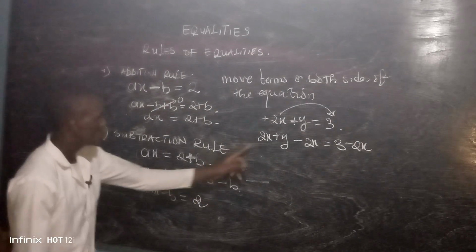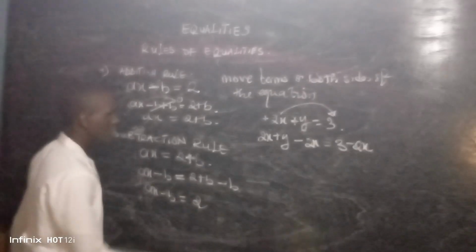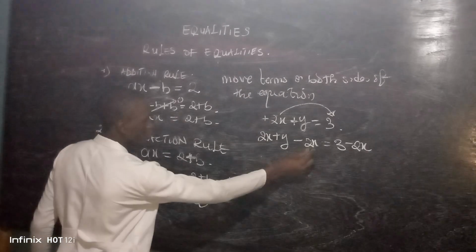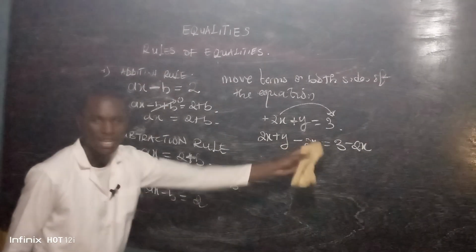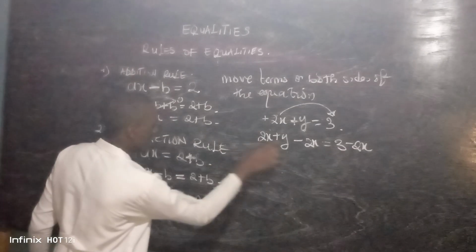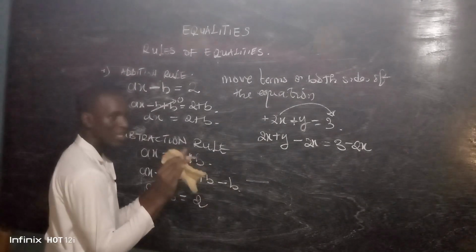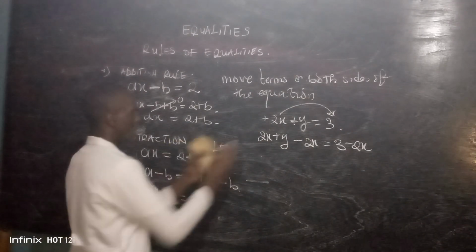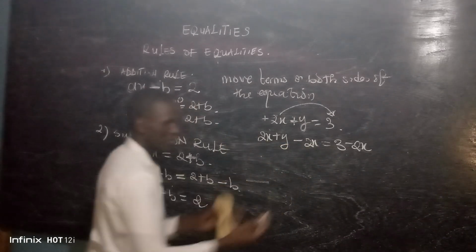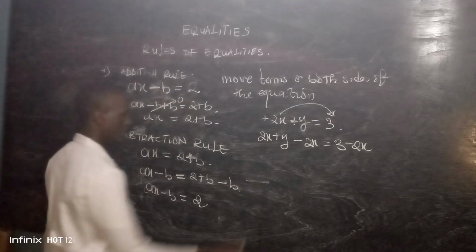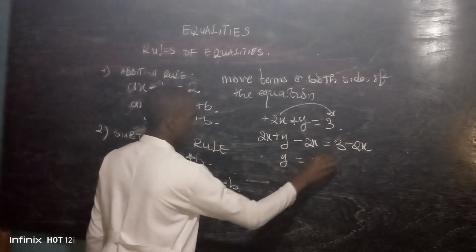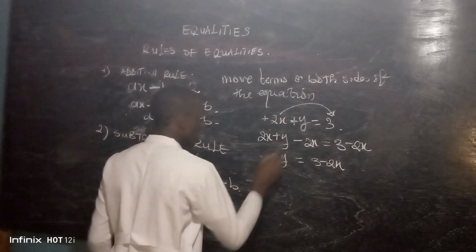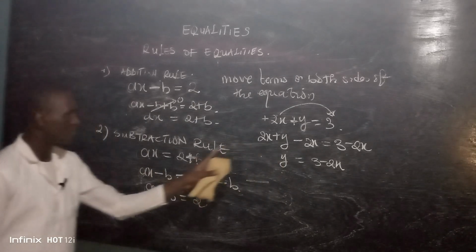So I've subtracted 2x from both sides of the equality. You copy this minus 2x equals to 3 minus 2x. You have done it on both sides of the equality. Now 2x minus 2x is virtually nothing, right? You have two things and you owe two things. At the end you have nothing. So I have y equals to what? 3 minus 2x. So that is how it works.